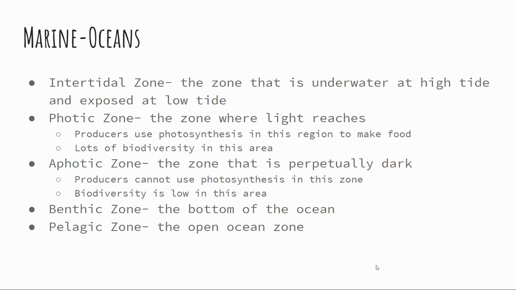A photic zone is where the light is going to reach in these aquatic ecosystems. And this is where you also find the organisms that do photosynthesis, which typically leads to the area of highest biodiversity or animal diversity in that area. Aphotic zone is a zone that is always dark, light can't reach it. The benthic zone is the bottom of the ocean, and the pelagic zone is the open ocean.